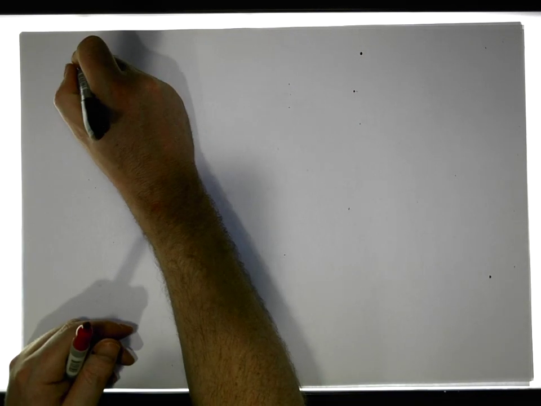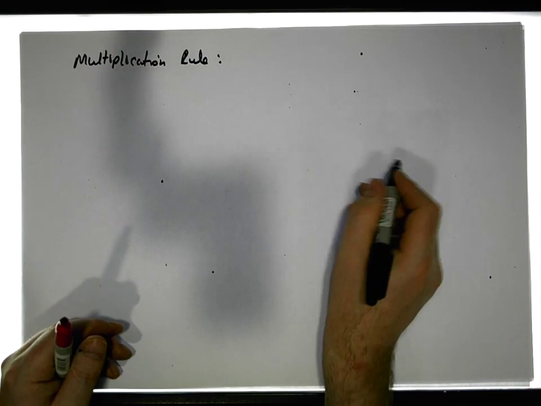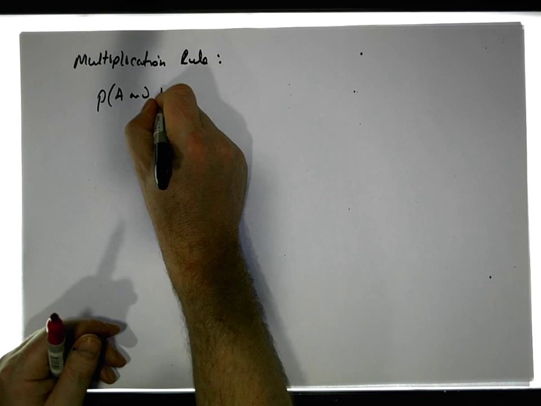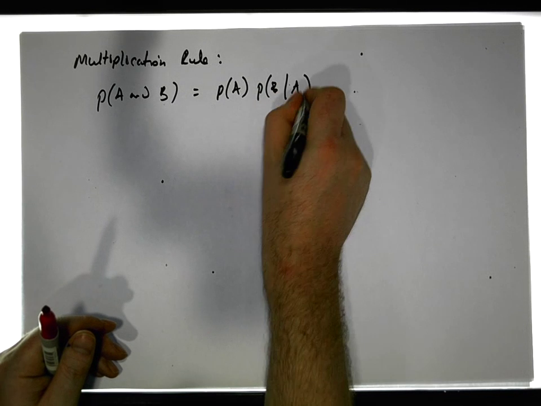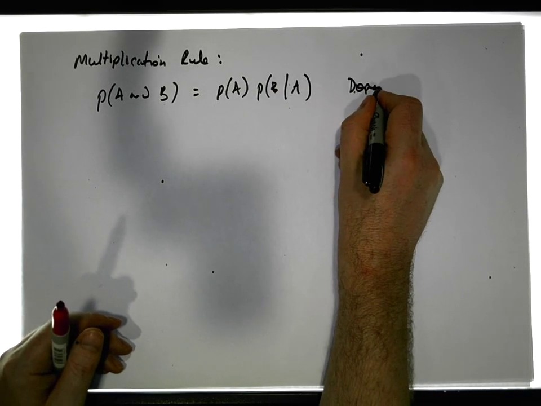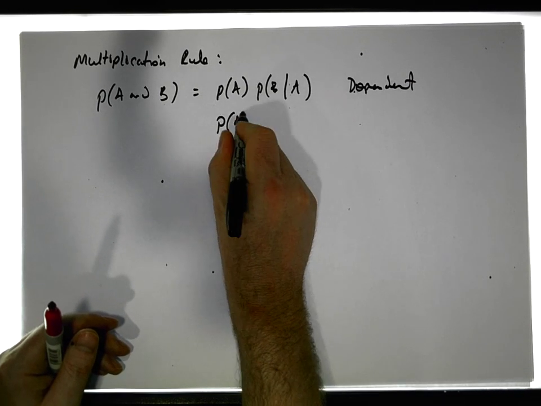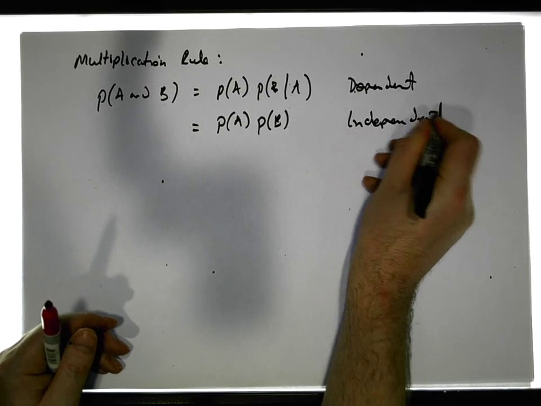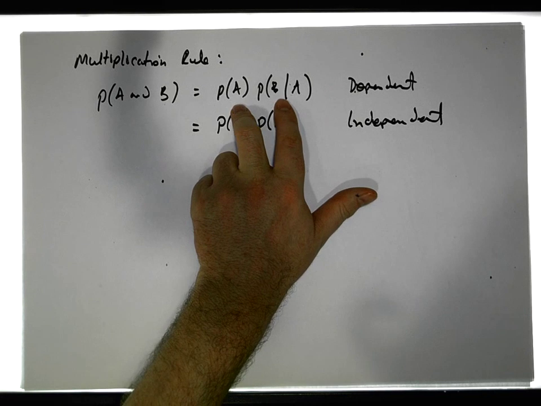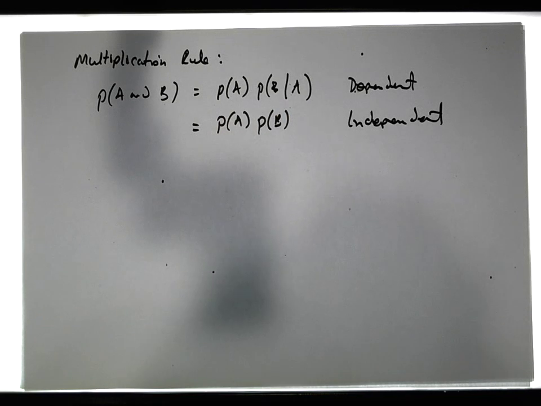Well, let's have a look at the multiplication rule. The multiplication rule says that the probability of A and B is equal to the probability of A times the probability of B, knowing that A has occurred, when they're dependent on each other. And if they're independent, it simply boils down to the probability of A times the probability of B. The point being that if we calculate this thing here and it turns out to be the same as this, then we know they're independent. So let's use this as our particular rule.